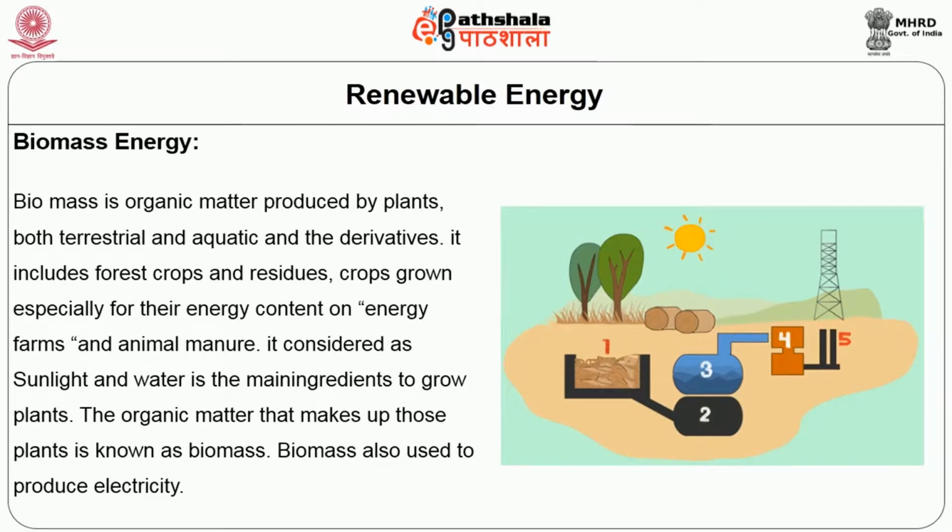Biomass energy. Biomass is organic matter produced by plants, both terrestrial and aquatic, and their derivatives. It includes forest crops and residues, crops grown especially for their energy content, called energy farms, and animal manure. Sunlight and water are the main ingredients to grow plants. The organic matter that makes up those plants is known as biomass. Biomass is also used to produce electricity.